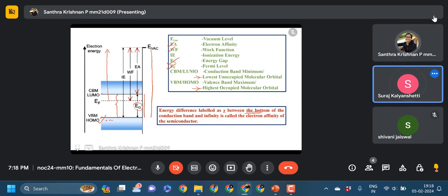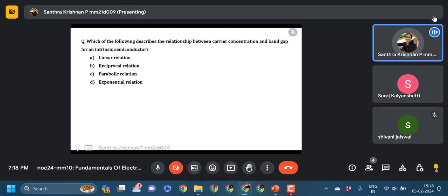So the next question is, which of the following describes the relationship between carrier concentration and the band gap for an intrinsic semiconductor? They are asking the relationship between Ni and Eg. That is, Ni is your carrier concentration, Eg is your band gap. So what is the relation between them? Are they having a linear relation, a reciprocal one, an exponential one, or a parabolic one?